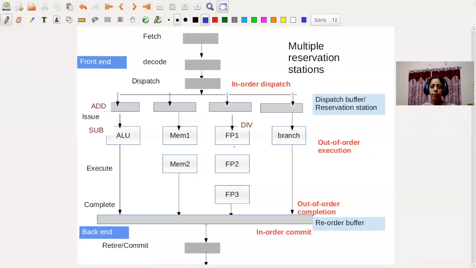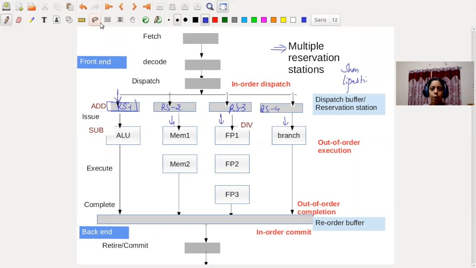So normally we would have multiple reservation stations. This kind of diagram is taken from Shen and Lipasti. So normally you would have multiple reservation stations for the different functional units. The add and sub will have its own reservation station here. It's also called RS1. The memory stage itself will have its own functional unit and the reservation station. The floating point similarly and the branch, they have their own reservation stations.